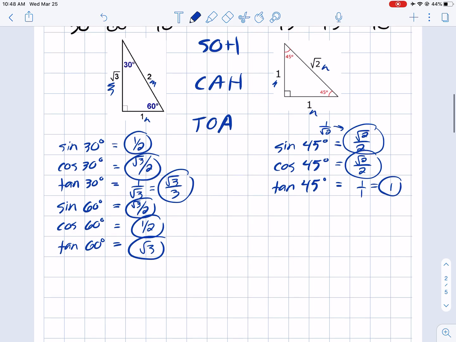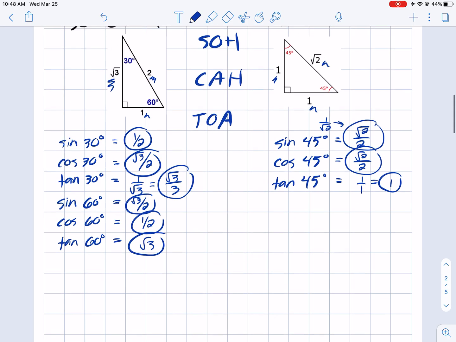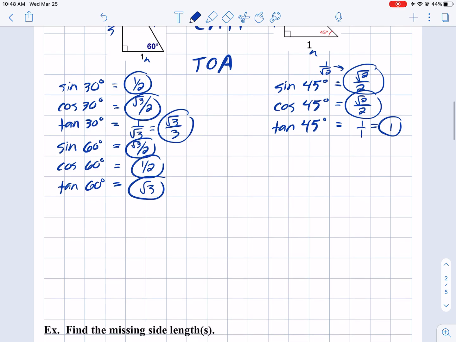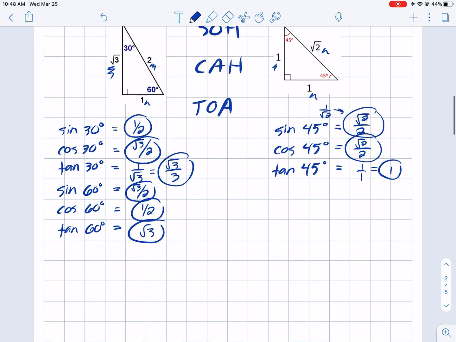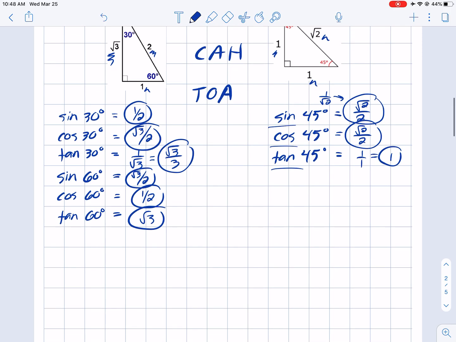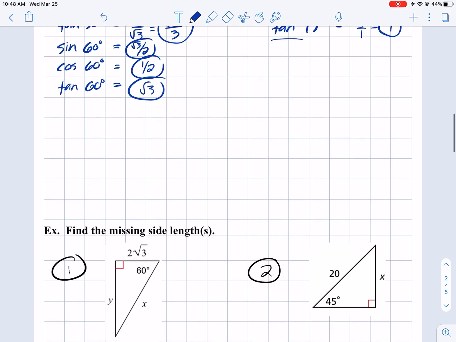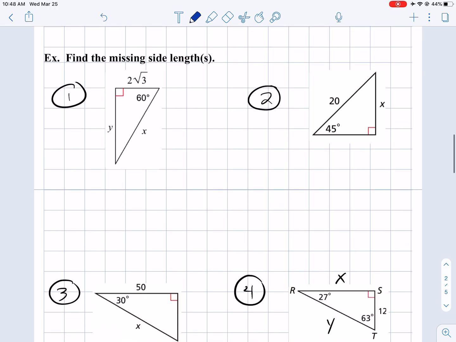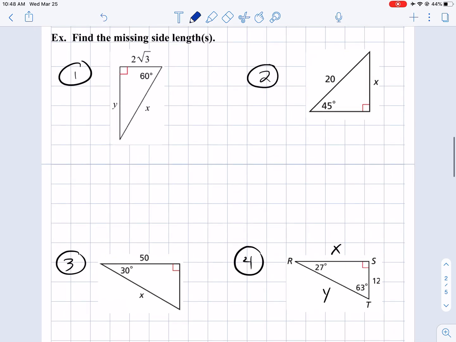Okay, using these trig ratios and our special right triangles, we can solve for some missing lengths. We really don't need to set up these trig ratios if we just use the properties that we talked about in the warm-up. So let's look at these 4 examples, and I'll let you get them set up if you need to take a screenshot and copy paste.